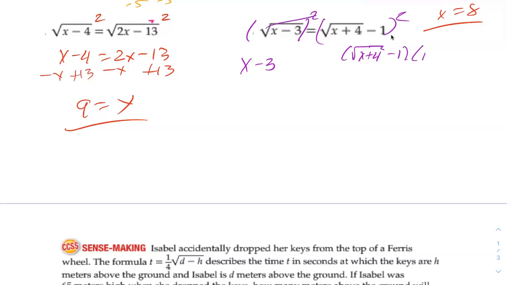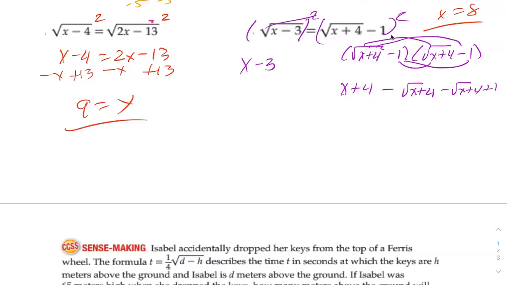So this is for my honors out of the 2 trig kids. Multiply these, you get x plus 4. Multiply this, minus square root of x plus 4. Minus square root of x plus 4 plus 1. So I have x minus 3 equals x plus 4 minus 2 square root of x plus 4 plus 1.